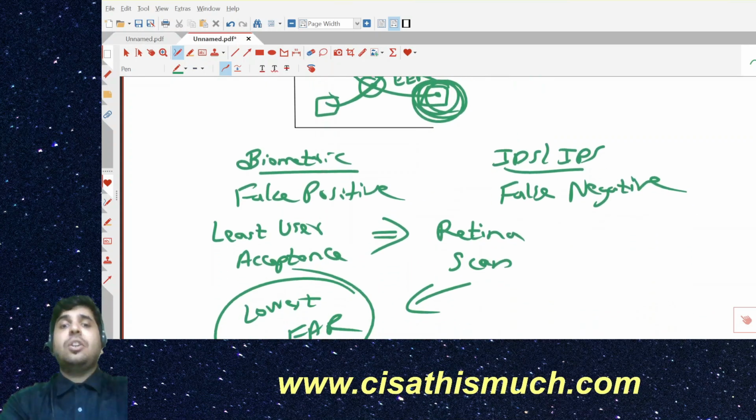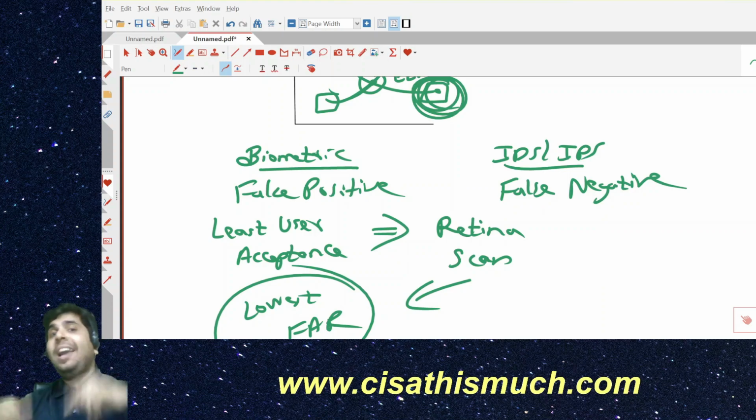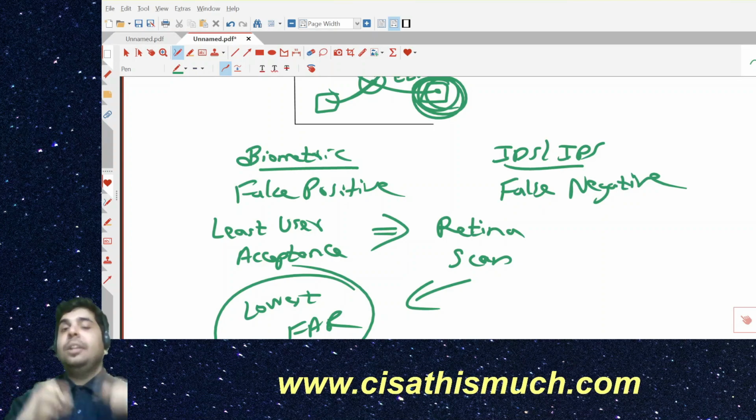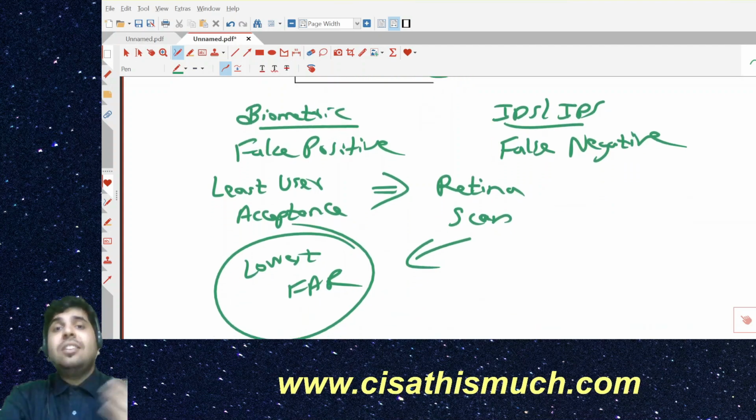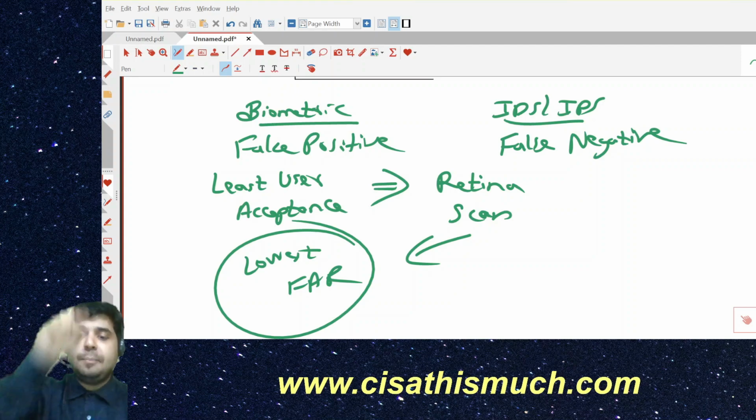We have discussed least user acceptance for retina scan. Why least user acceptance? Because the user will have to get close to the device. When the user is getting close to the device, there is a chance of theft of personalized individual data. Your health condition could be leaked out, and that's the reason for least user acceptance. But retina scan is also very accurate, damn sensitive, so it has the lowest false acceptance rate.